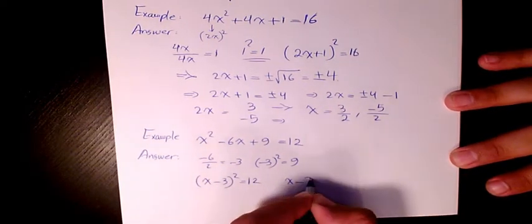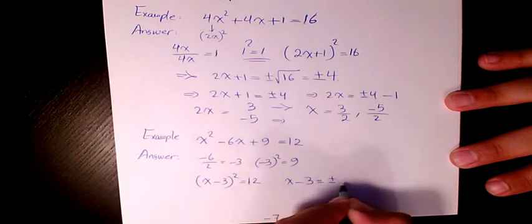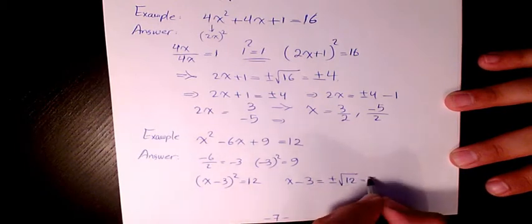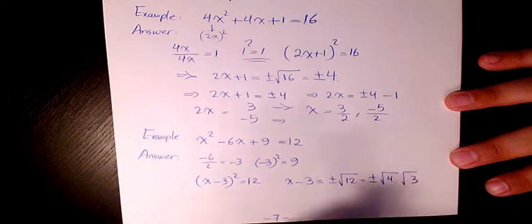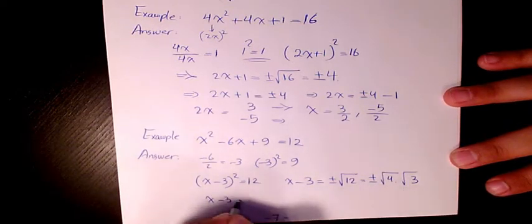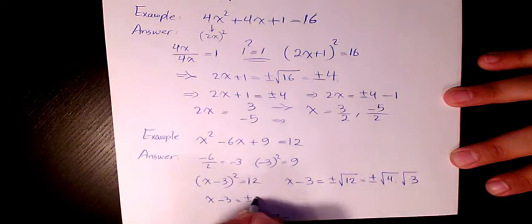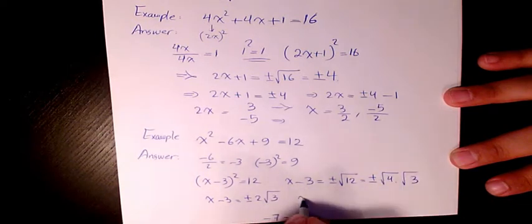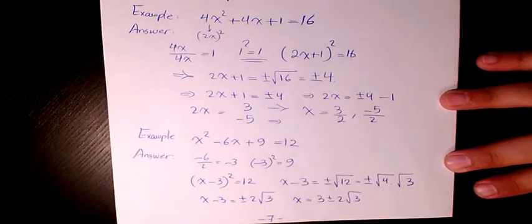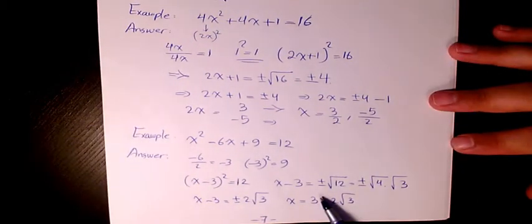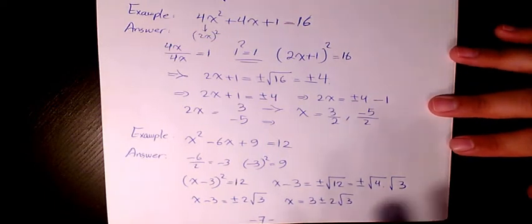So x minus 3 equals plus or minus square root of 12, and 12 will be 4 times 3. Square root of 4 is 2, plus or minus 2 root 3. Then x will be 3 plus or minus 2 root 3. So one answer is 3 plus 2 root 3, the other answer is 3 minus 2 root 3. This is the final answer.